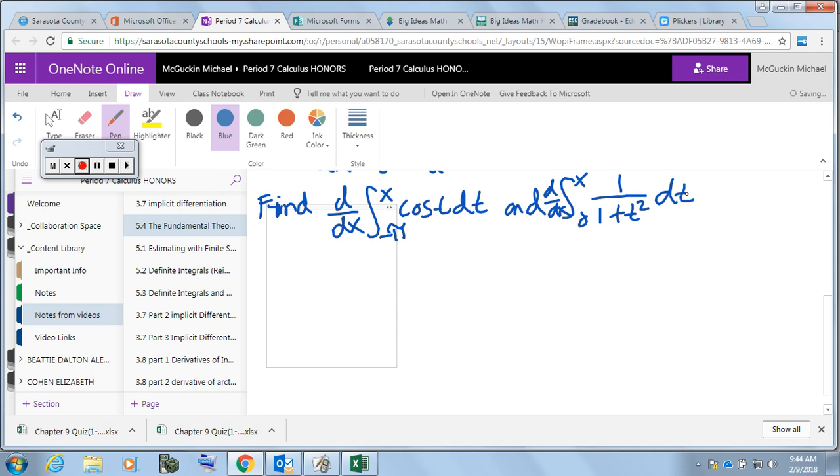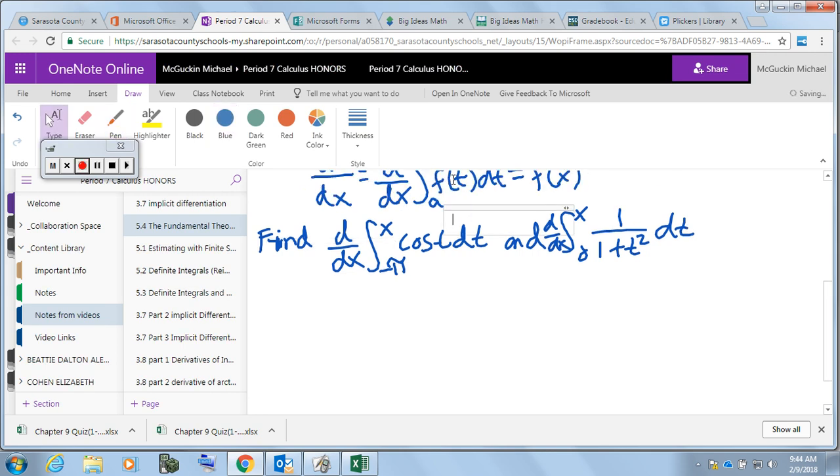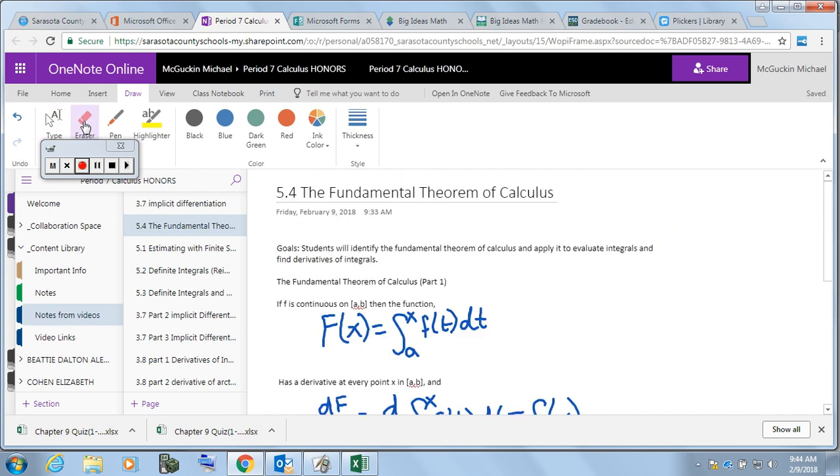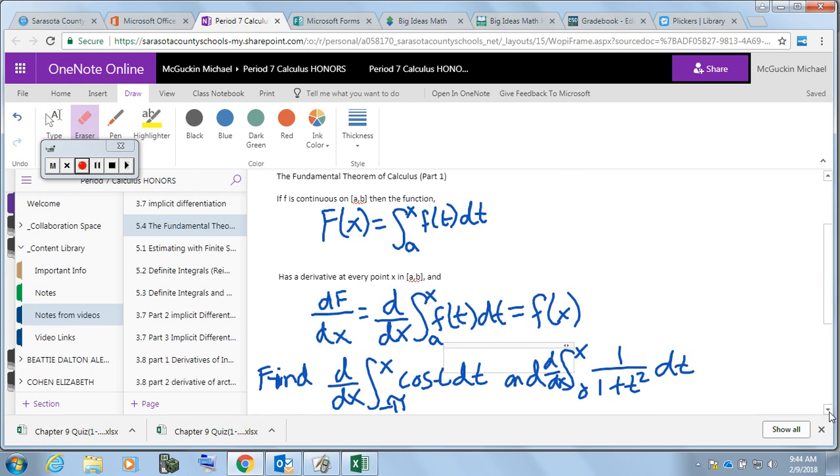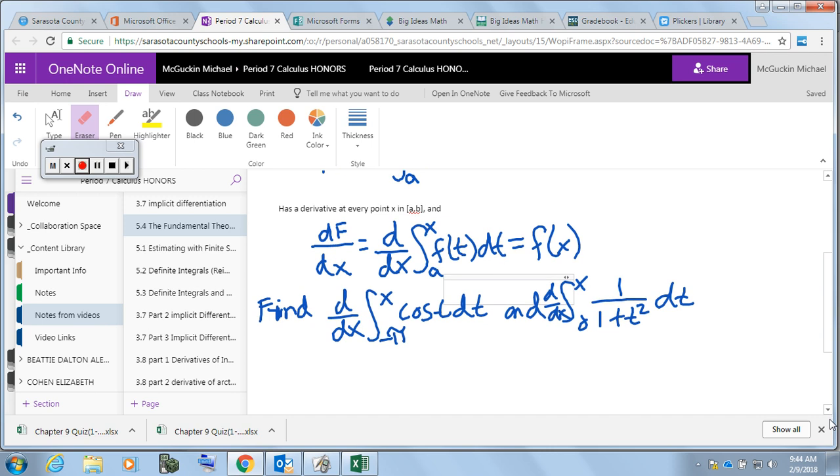We're going to use the fundamental theorem of calculus here to find the following. We're basically using what we know about derivatives and antiderivatives as a way to evaluate these. So let's think for a sec. If I wanted to find d dx of the integral from negative pi to x of cosine of t.